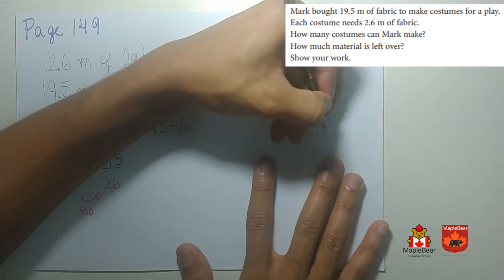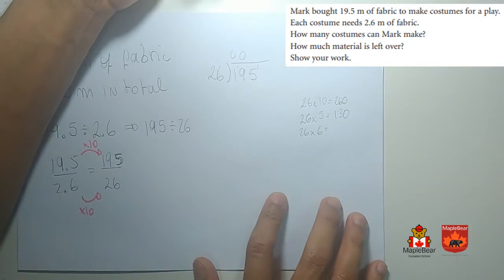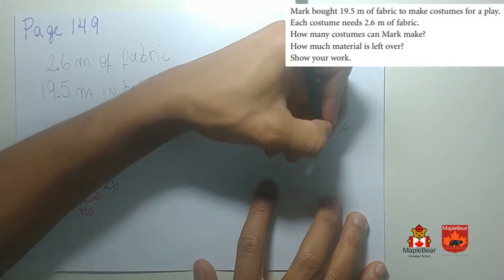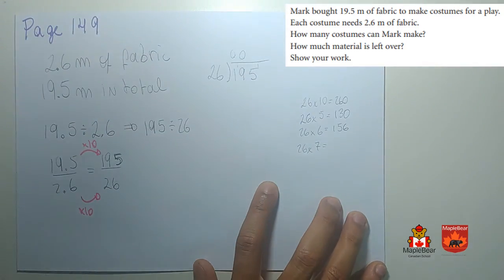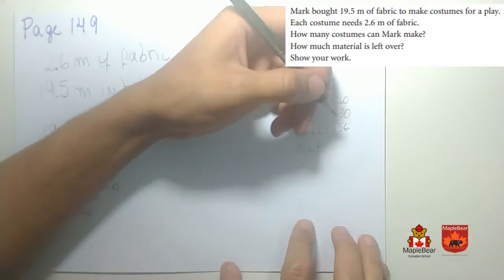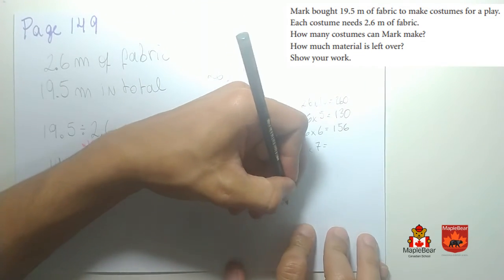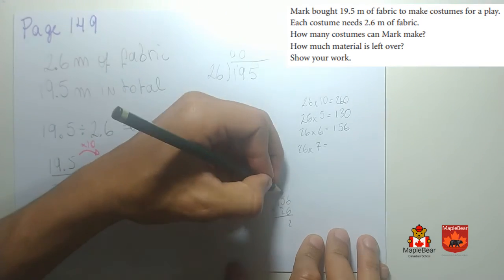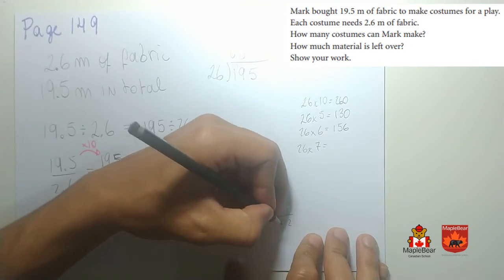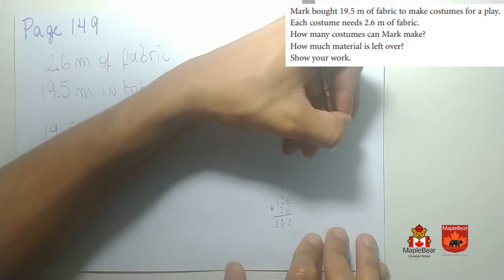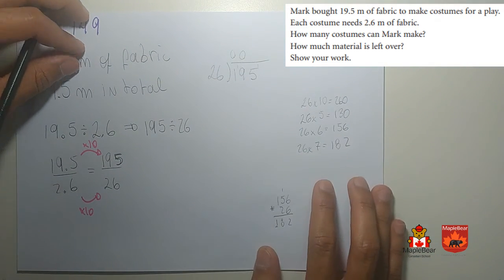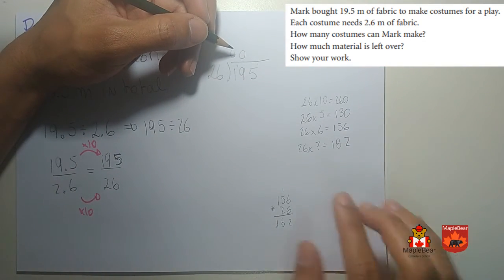So 26 times 6. Do I know this? Yes, I know this. 156. Then 26 times 7, it will be equal to how much? If I don't know it, I do the calculation. 156 plus 26. 12, 5, 7, 8, and here 1. 182. Okay. So 182.